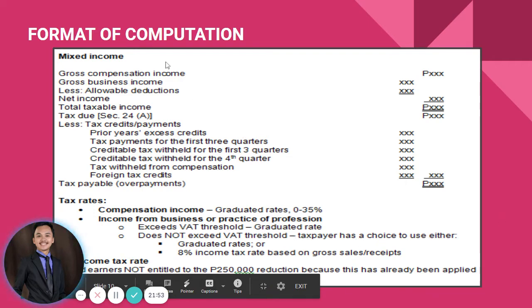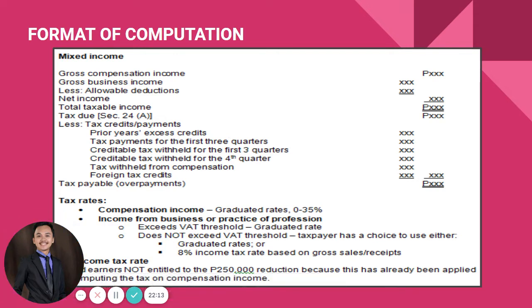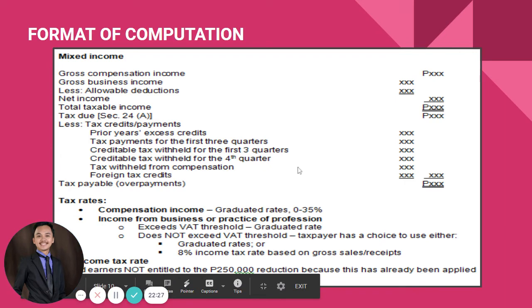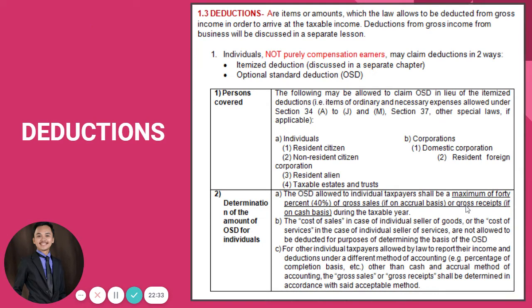Okay? But this time, since mixed income man ni siya guys, kung gusto niya magamit ng 8% preferential tax rate, there will no longer be a deduction of 250,000 sa gross sales niya. Okay? Because the 250,000 has already been applied dito sa table. Because kung magamit siya ng table, first 250,000 will be exempt or will have a zero tax due. So therefore, wala nang deduction na 250,000 sa gross sales or gross receipts to be multiplied by 8%. Don't worry because later on as we progress with our discussion, we'll have sample problems of these computations.